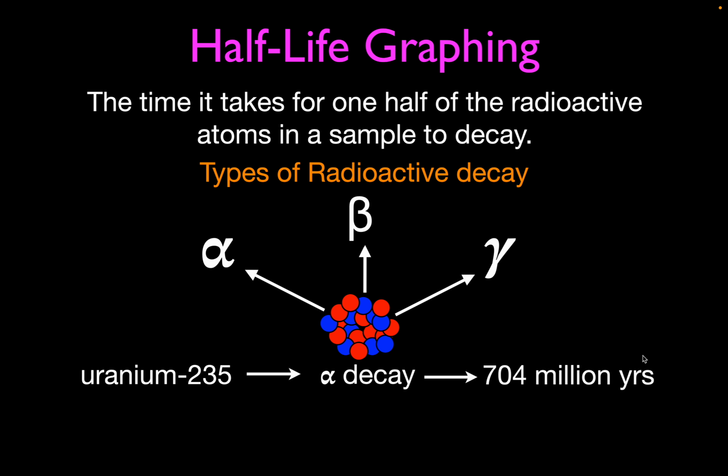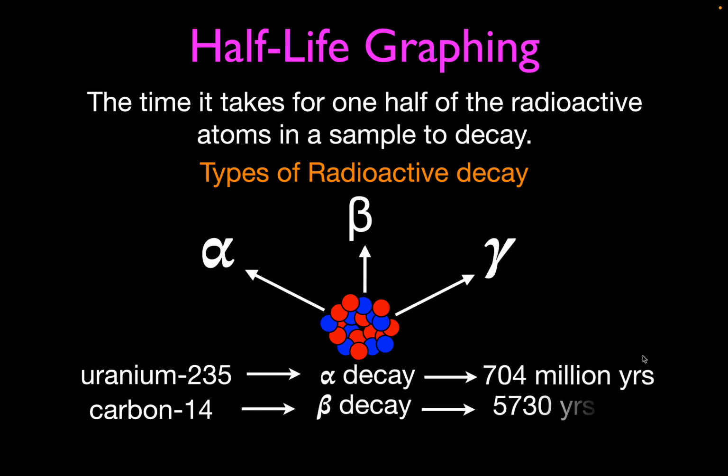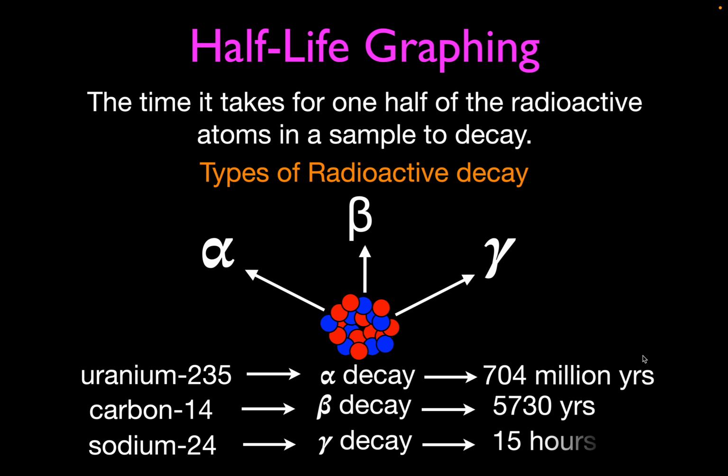Alpha. Uranium-235, for example, undergoes alpha decay. It has a half-life of 704 million years. Carbon-14 undergoes beta minus decay with a half-life of about 5,730 years. And then sodium-24 undergoes gamma decay with a half-life of about 15 hours. You can see there's a very large range of half-lives from hundreds of millions of years all the way down past hours into fractions of a second.